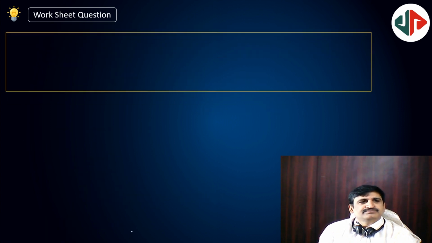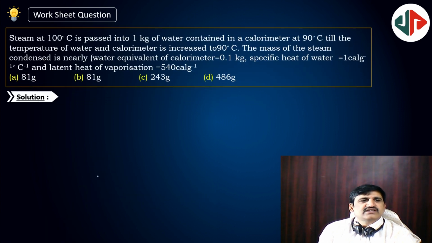Next, steam at 100 degrees Celsius is passed into 1 kg of water contained in a calorimeter. This type of problem you need to draw a graph for. Steam at 100 degrees Celsius is passed into water of 1 kg contained in a calorimeter at 90 degrees Celsius. Minus 10, water and steam. You need to think of it like this.